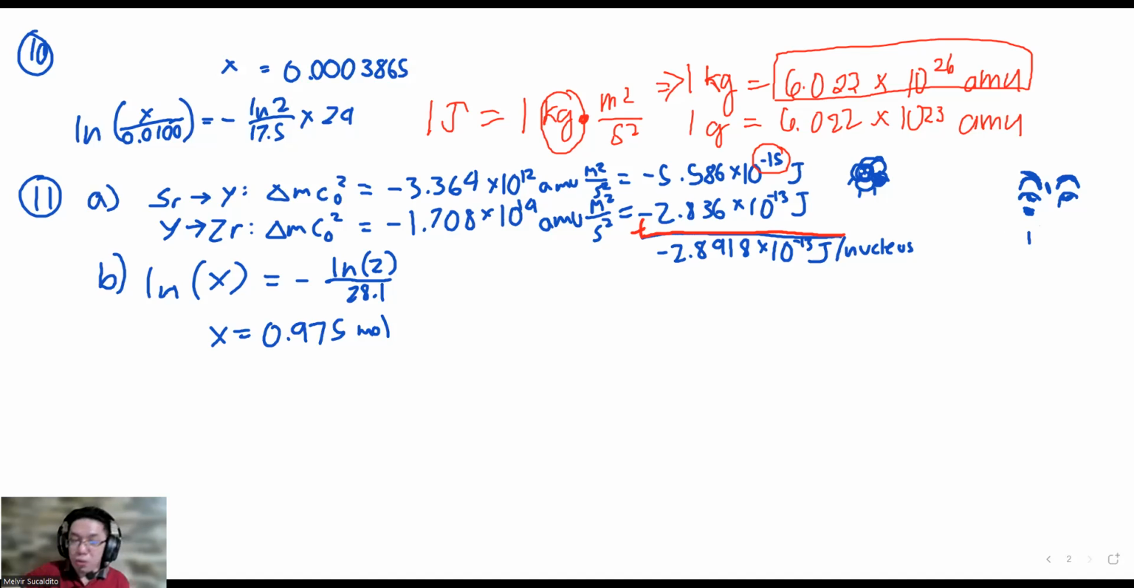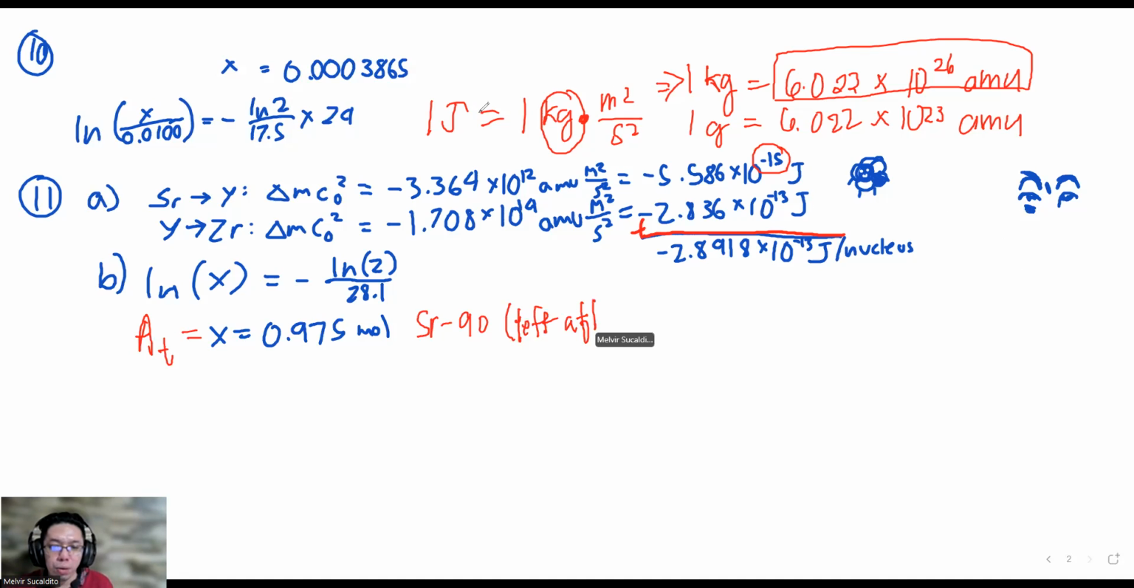Note nito, Josh, this is 80 kaya nga mahalaga na ino-note natin siya. So 80 or X is equal to 0.0975 mole of strontium-90. This is left after a year, no? But we're looking for the number of moles of strontium-90 that decayed after a year. So what is the answer? 1 minus this one.